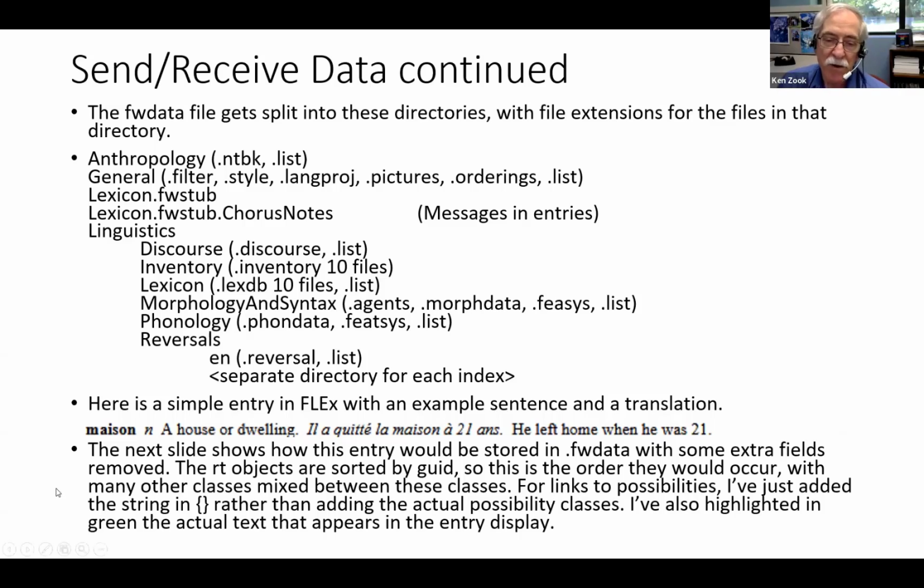So here's a simple entry in Flex with an example sentence and a translation. The next slide shows how this entry would be stored in FW data with some extra fields removed. The RT objects are sorted by GUID. So this is the order they would occur, with many other classes mixed in between these classes. For links to possibilities, I've just added the string in curly braces rather than adding the actual possibility classes. And I've also highlighted in green the actual text that appears in the entry display.